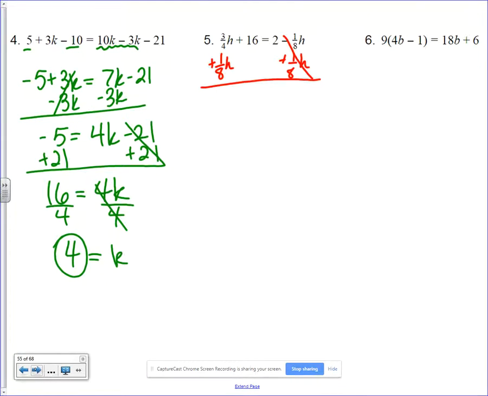Now be careful with your calculator. Make sure we type this in right. 3/4 plus an 1/8. We got 7/8 h. And we keep the plus 16, and we still got the 2 on the other side. Now what do I need to get rid of? By doing what? Okay. So what's my new equation?